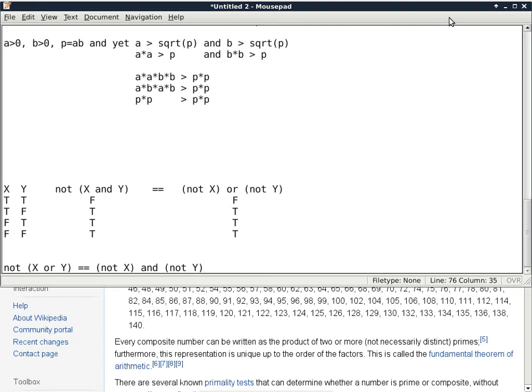Now, because my original claim is correct, I can confidently change the algorithm to stop when f is larger than or equal to the square root of n.